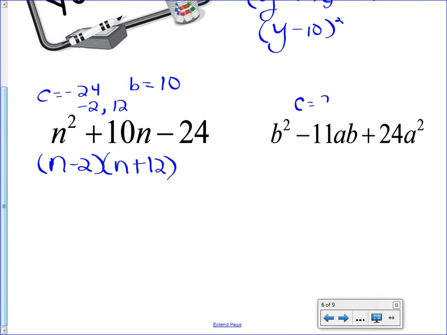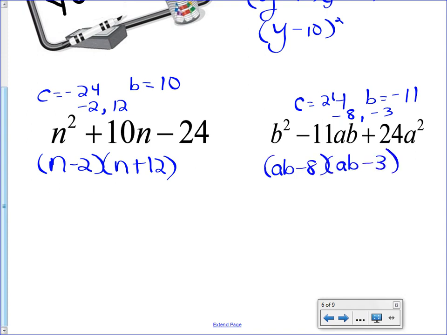Two numbers that multiply to 24 and add to negative 11. Here's an interesting one. What did you get? Nick? Okay, I have negative 8, negative 3. That's the correct combination. Now, what do you write inside the brackets? Austin? AB minus 8, and then the other one's AB minus 3.